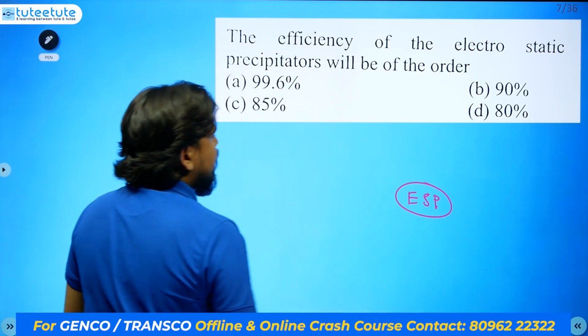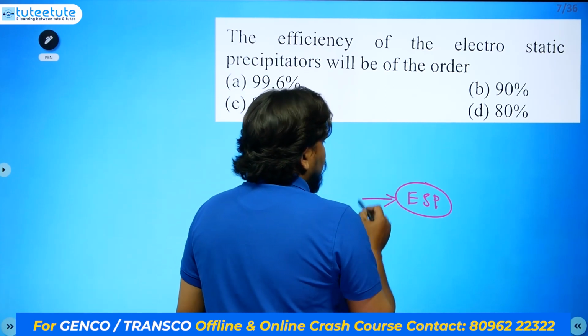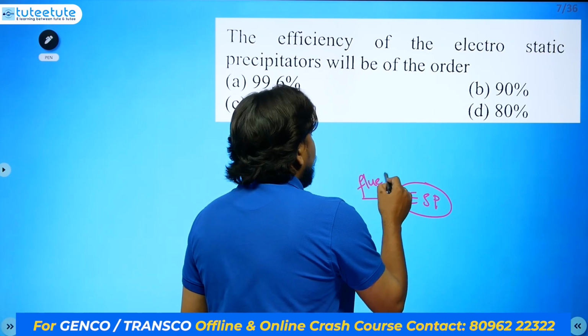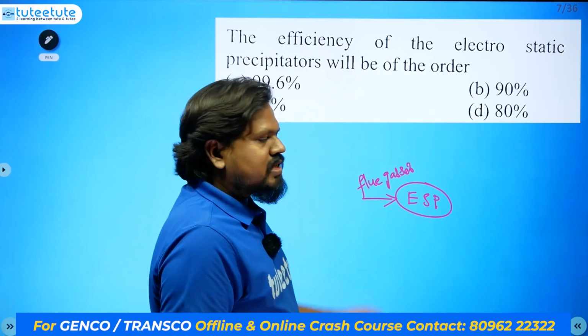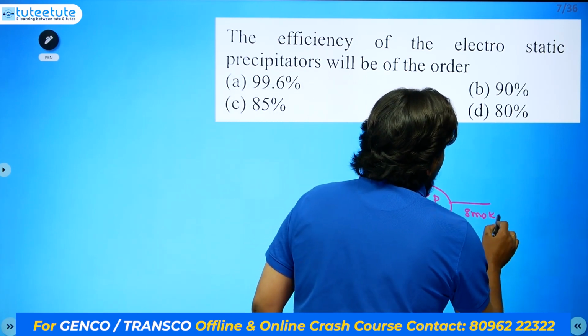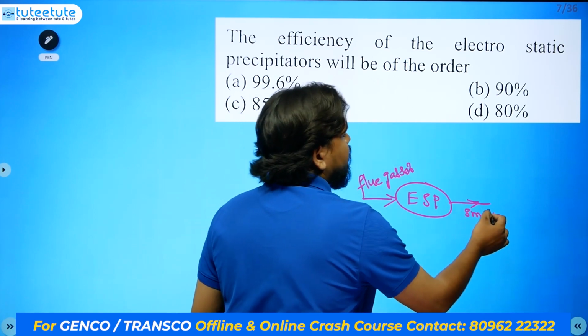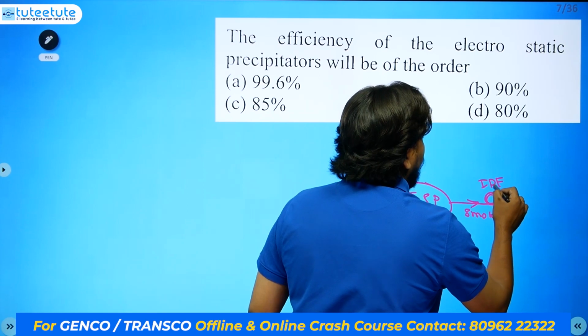So what is the work of the electrostatic precipitator? Flue gases will be coming, and it has to collect them so that only smoke goes out. Only smoke it has to send outside. This is the induced draught fan.